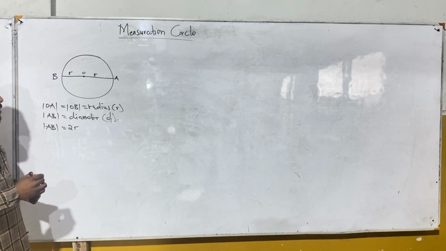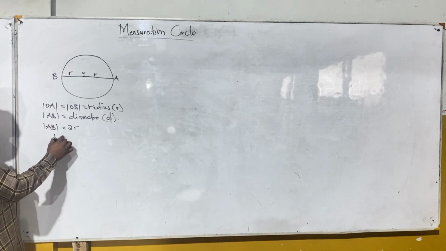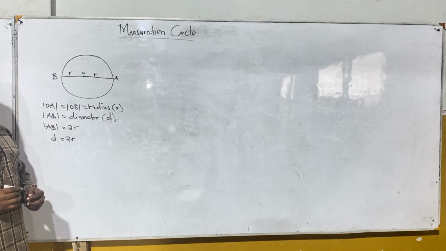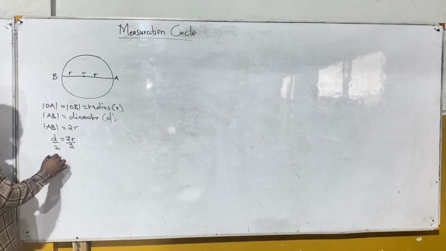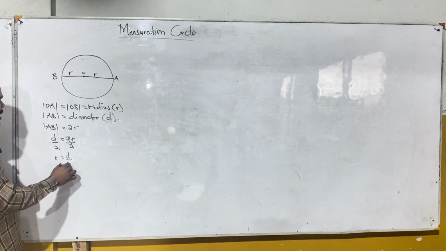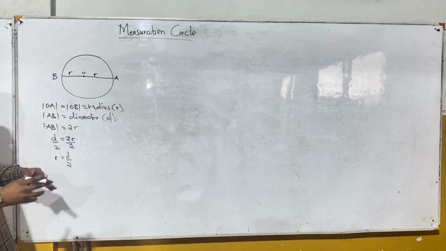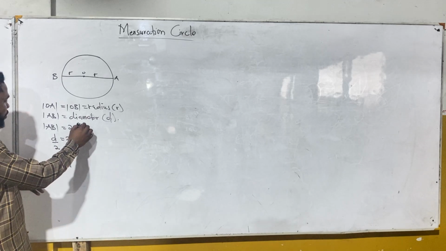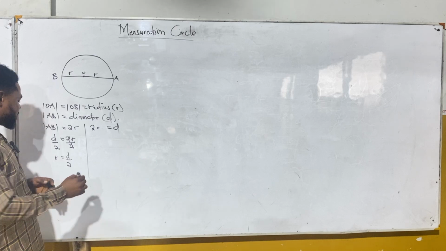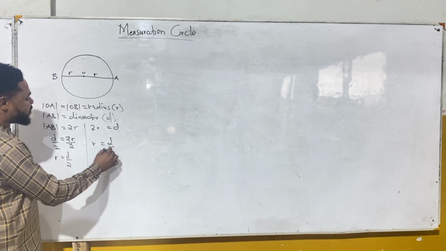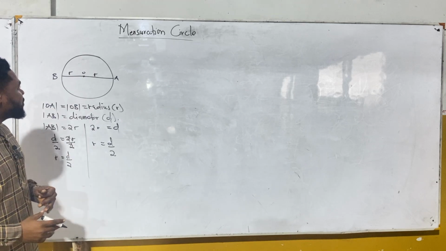To 2R. So if AB represents our diameter, then our diameter is equal to 2 times the radius. Where we divide here by 2, here by 2, then our radius will be equal to the diameter divided by 2. So this is the relationship between the diameter and the radius. 2 times the radius will give us the diameter, and the radius will be equal to diameter divided by 2. All right, let us proceed.